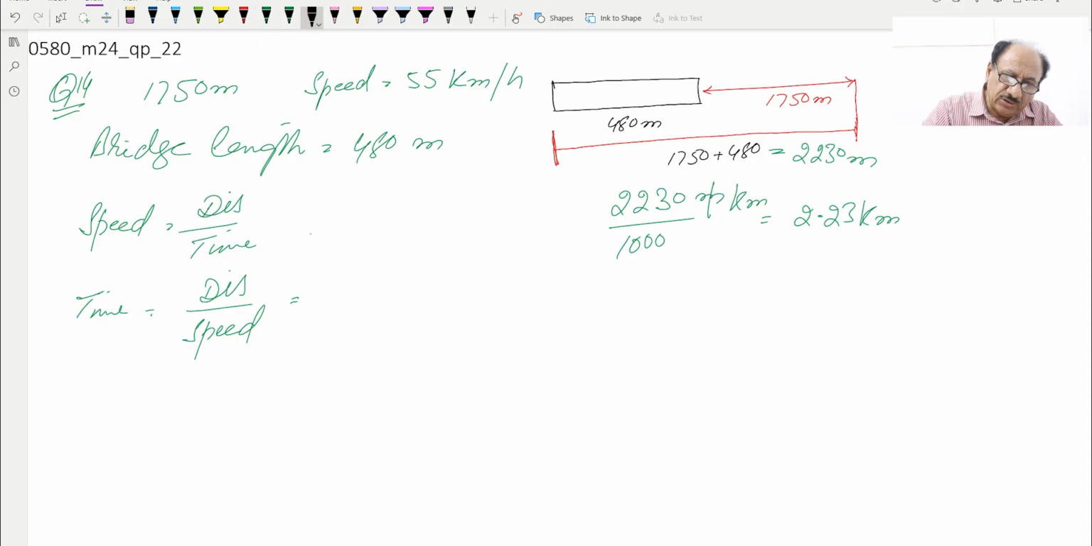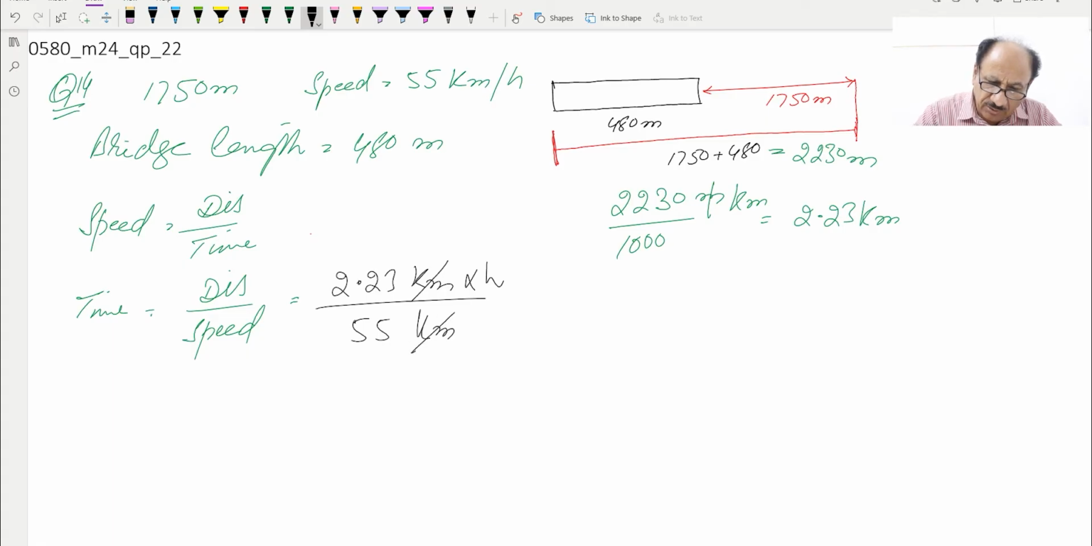And now we can replace this. Distance will be 2.23 kilometers, divided by speed, and the speed is 55 kilometers per hour. So we can write here 55, and this will be kilometers per hour. We can write r at the top, and kilometer will be cancelled, and the answer will be 2.23 hours.